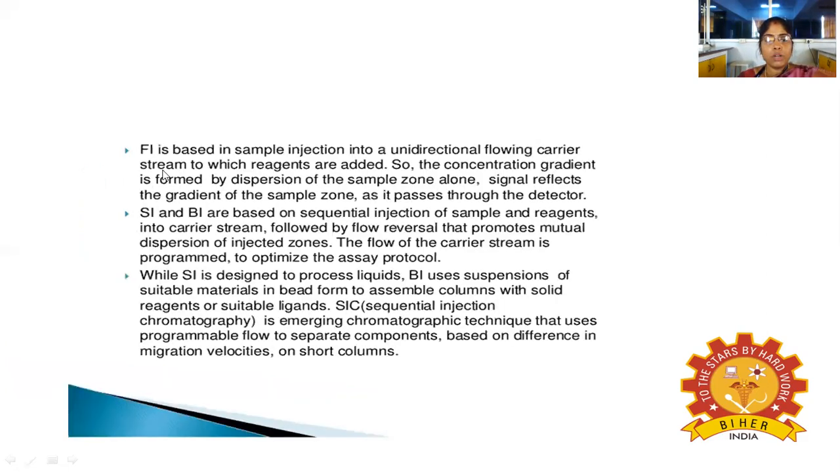So when you talk about FIA, the flow injection is said to be one-directional, that is, a unidirectional flowing carrier stream to which your sample is added. Here, once it has been taken to the reagent, to the mixing zone, a concentration difference will occur due to the dispersion. This dispersion has been divided into four categories, which I will explain later.